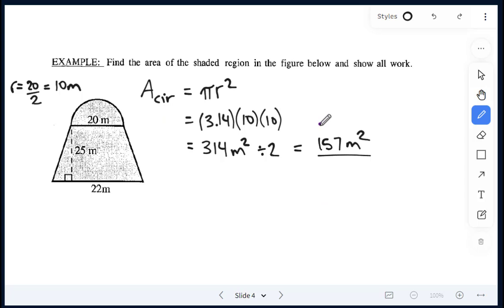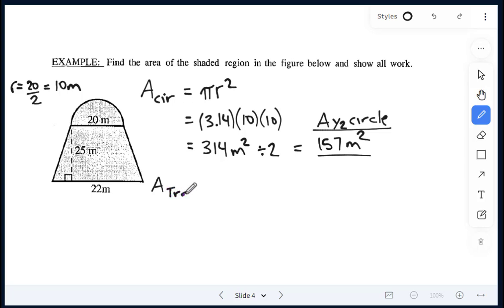I'll just add that here. Area of the half circle is 157 meters squared. All right, next we have the area of our trapezoid.